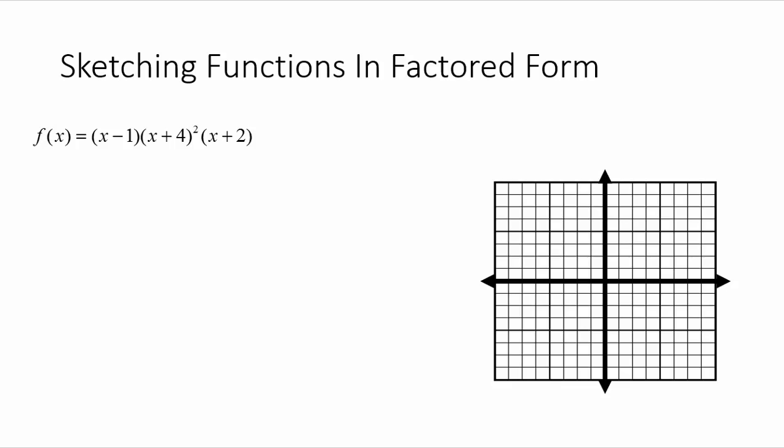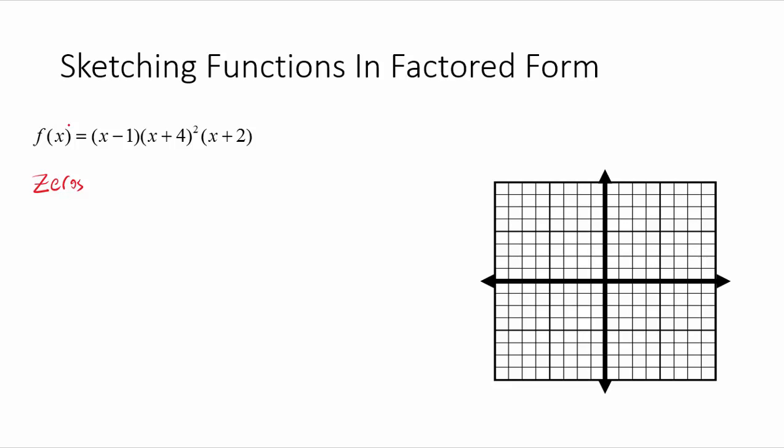I want to talk about how to sketch functions in factored form. So if we have a function here that is in factored form, we can make a quick sketch of this graph. It's not going to look perfect, but it'll give us an idea of what's going on in the graph. Usually the most useful thing to find at the beginning are the zeros.